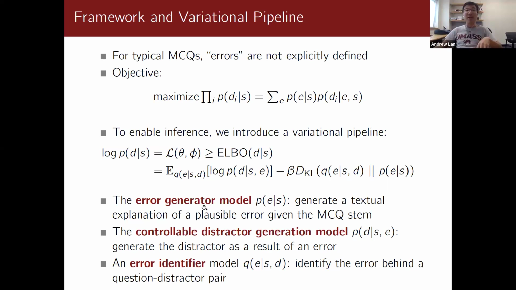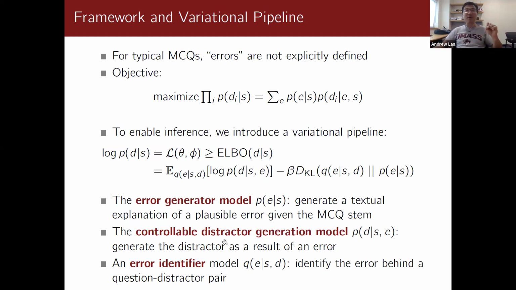The first one is called an error generator model. What I mean here is P of E given S, the probability of the error given the question stem. If I have the question stem, I want a model to tell me what the list of possible and plausible errors is that can be made in this problem. So that's the first component.